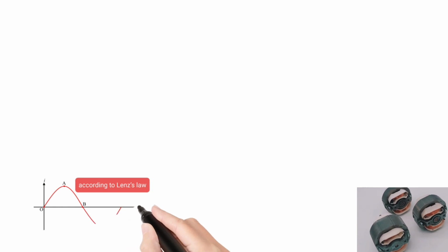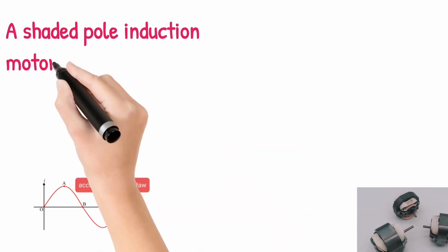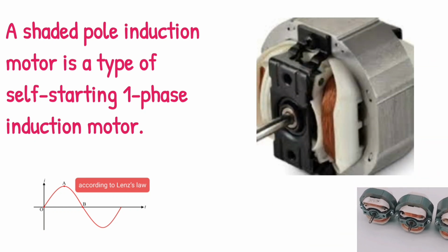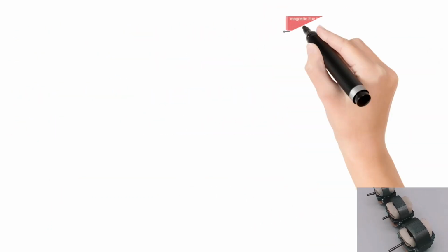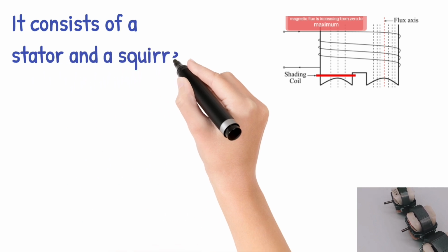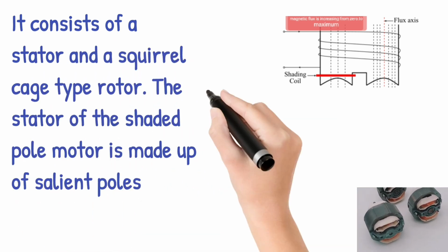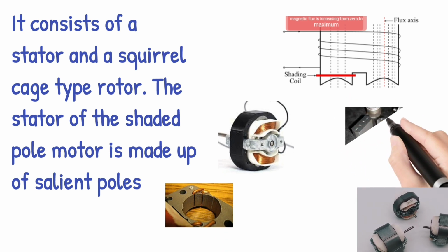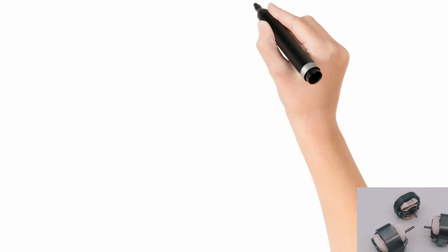A shaded pole induction motor is a type of self-starting one-phase induction motor. It consists of a stator and a squirrel cage type rotor. The stator of the shaded pole motor is made up of salient poles. The characteristics of a shaded pole induction motor are given.